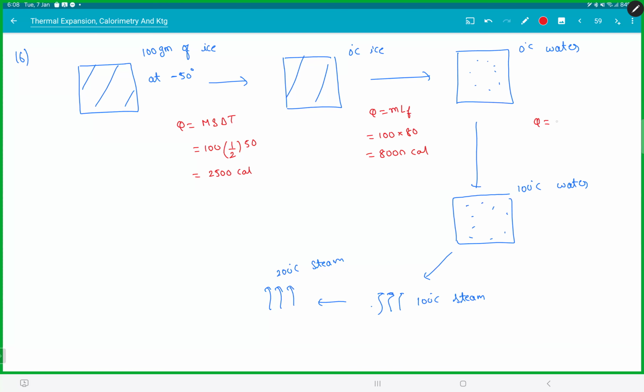This is again 100. S is 1 and temperature change is 100. This is 10,000 calories. This is again phase change. Q is equal to mlv. This is 100 into 540. 54,000 there. Did you see how big that number is? And again, this is a temperature change. So 100, S is half for this and delta T is 100. This is 5,000 calories. Add them up: 64, 72, 77. So the total heat is 79,500 calories.